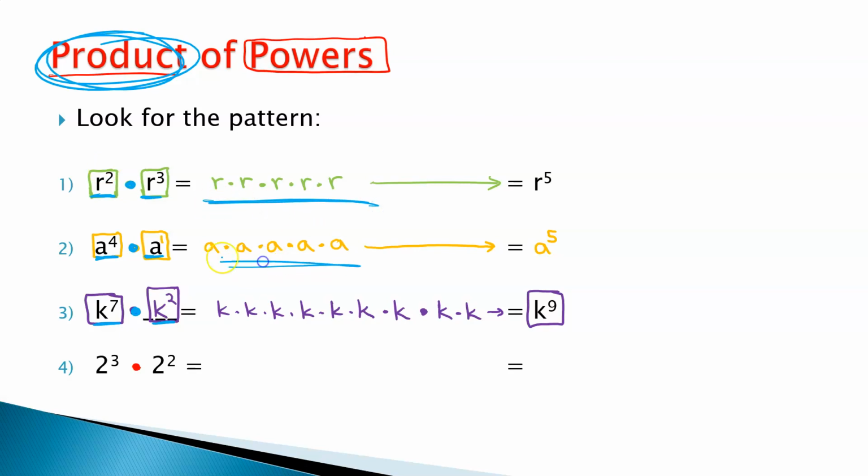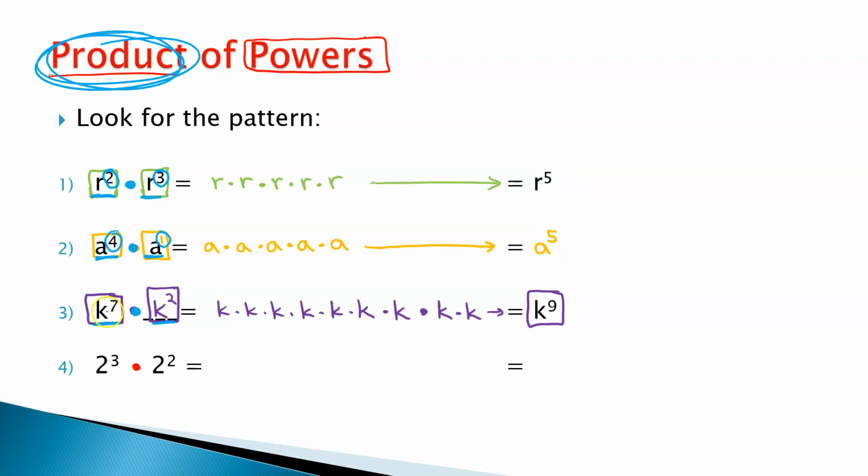This is exhausting. Imagine if I give you guys r to the 400th power. That's ridiculous. So the shortcut is you just add the exponents. 2 plus 3 in the first example gives me 5. In the second example, a to the 4th times a to the 1st, 4 plus 1 gives us 5, a to the 5th power. So I can skip all of that work.